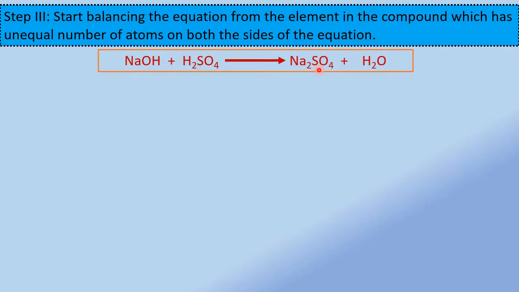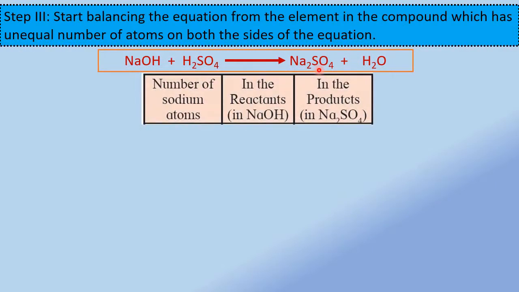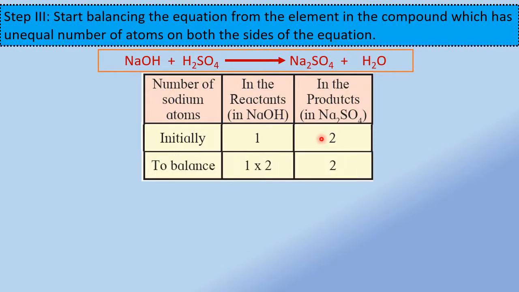Now here let us check the number of sodium atoms on the reactant side and on the product side. Here the number of sodium atoms on the reactant side is 1 and the number of sodium atoms on the product side is 2. So here we have to make the number of sodium atoms on the reactant side 2.